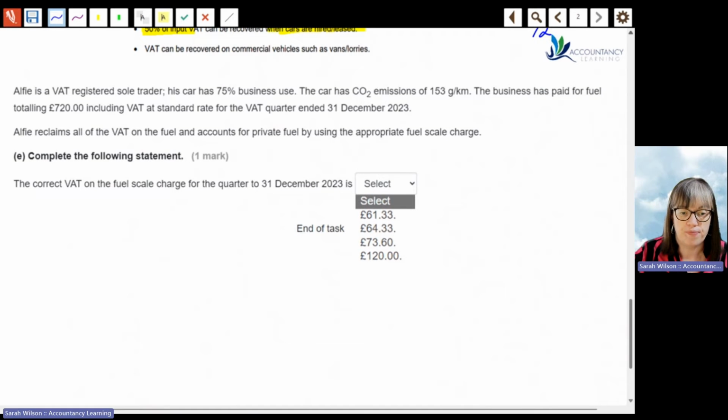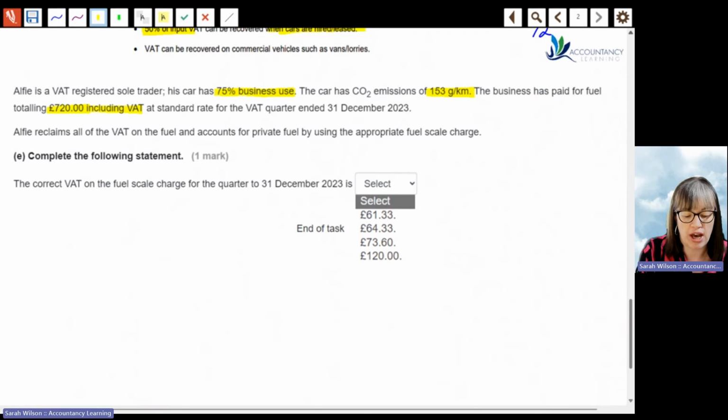So moving on, we now need to have a look at the next question. And we're told that Alfie is a VAT registered sole trader. His car has 75% business use. We have emissions of 153 per kilometre. The business has paid for fuel totalling 720, including VAT at the standard rate for the VAT quarter ending the 31st of December 2023.